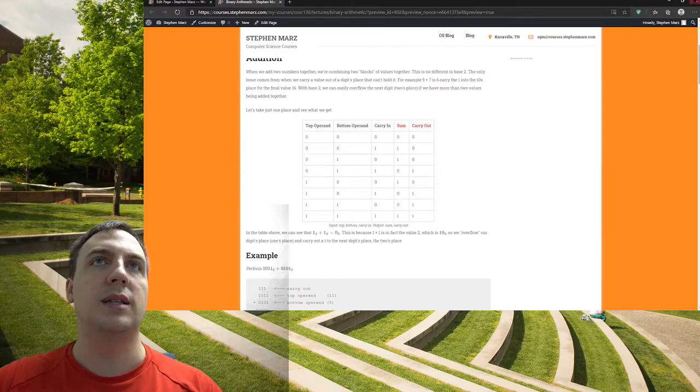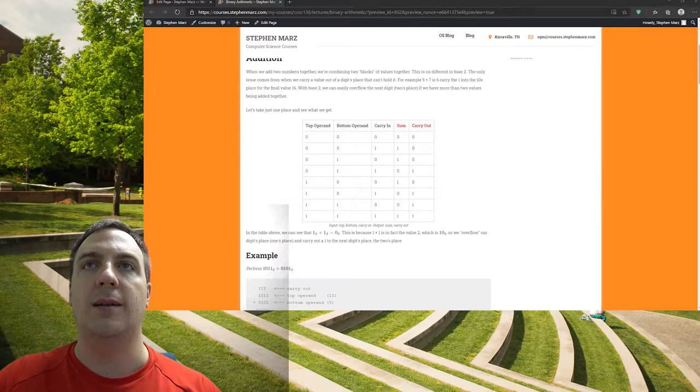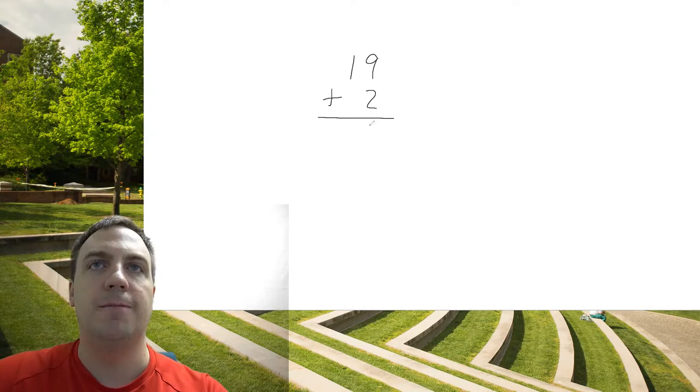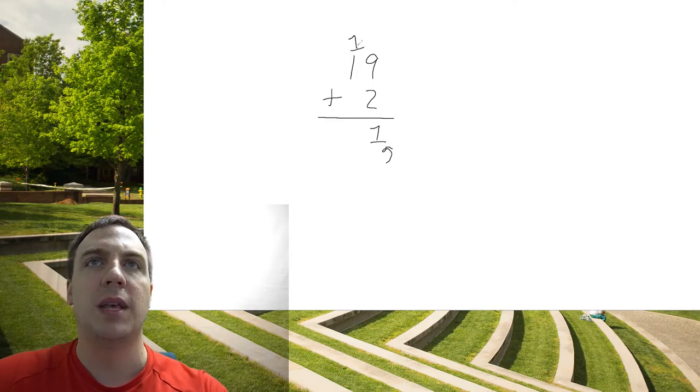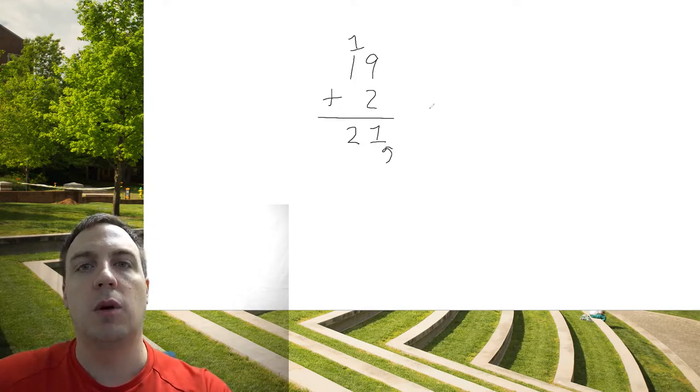Let me show you what that's going to look like in base 10. So I'll bring up the whiteboard here. In base 10, if we did something like 19 plus 2, what we're doing is we're looking at each digit place first. So 9 plus 2 is 11, right? However, we're looking at what goes into the ones digit. So what goes into the ones digit is the 1. And then what we have to do is carry the 1 over into the, in this case, the tens digit. So 1 plus 1 gives us 2, which is 21. So that's essentially what we're going to do in binary.